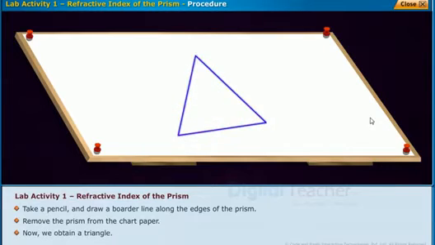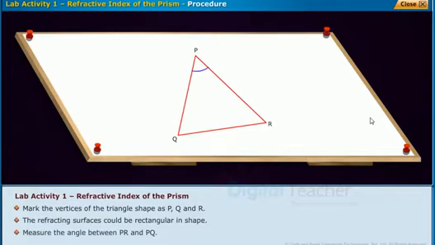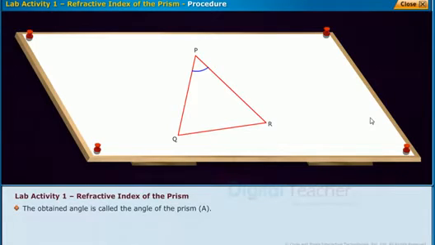Now we obtain a triangle. Mark the vertices of the triangle shape as P, Q and R. The refracting surfaces could be rectangular in shape. Measure the angle between PR and PQ. The obtained angle is called the angle of the prism A.